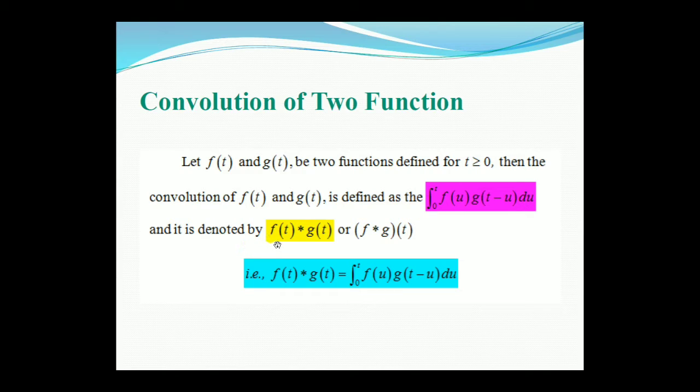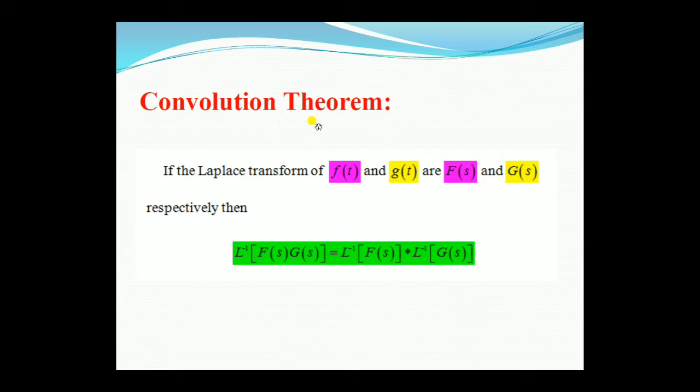That is, f of t star g of t equals integral 0 to t, where in the first function t is replaced by u, and in the second function t is replaced by t minus u, into du. The next one is the convolution theorem. If the Laplace transforms of f of t and g of t are f of s and g of s respectively, then L inverse of f of s into g of s equals L inverse of f of s star L inverse of g of s.